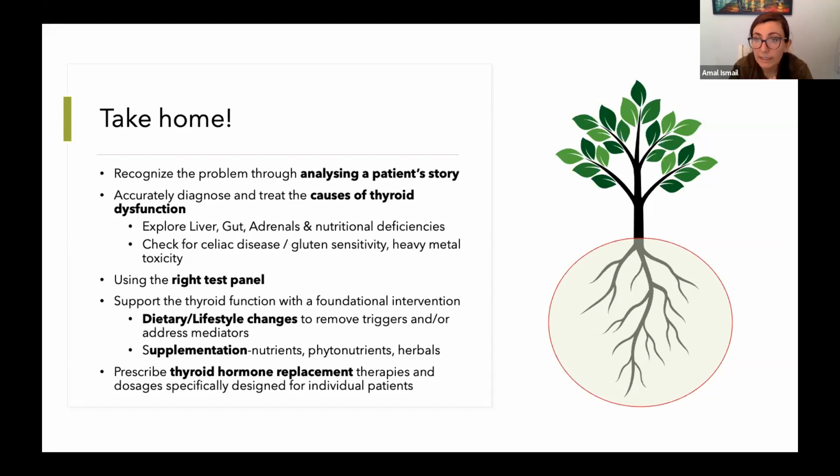We check for celiac disease, gluten sensitivity, heavy metal toxicity, and then we use the right testing panel. It's really important to use that expanded test panel to really assess the full spectrum of thyroid function. And then we want to support the thyroid function, and we do that through lifestyle changes, mainly by removing triggers and addressing mediators, and we supplement with nutrients, phytonutrients, and herbals. And then we prescribe thyroid hormone replacement therapy as needed by the patient. So all of this is tailored towards your story, your health, your triggers, your mediators, and your causes.